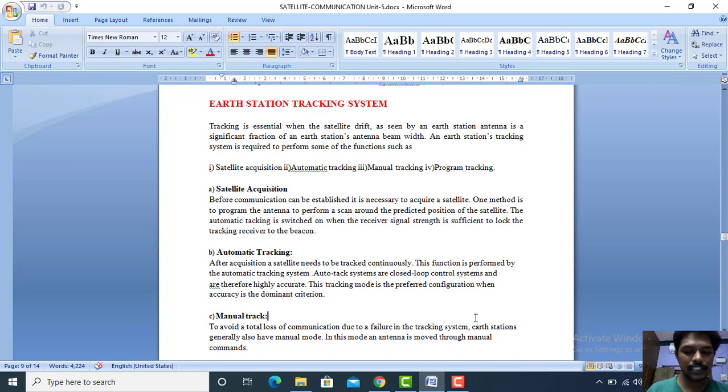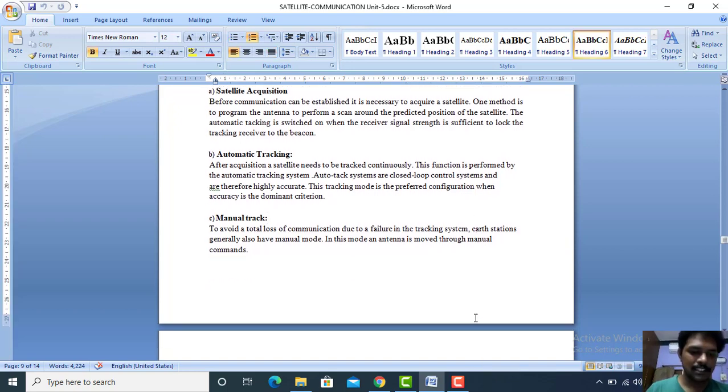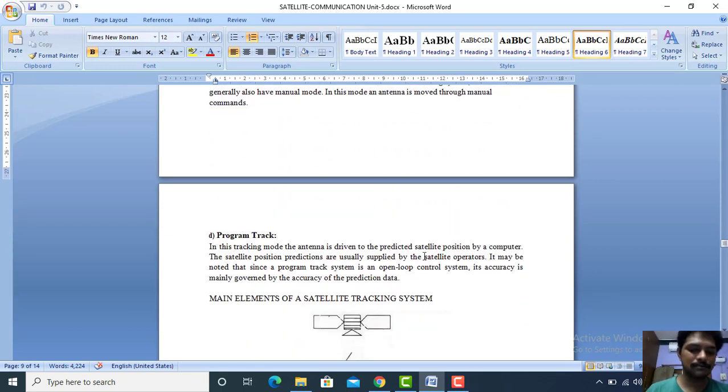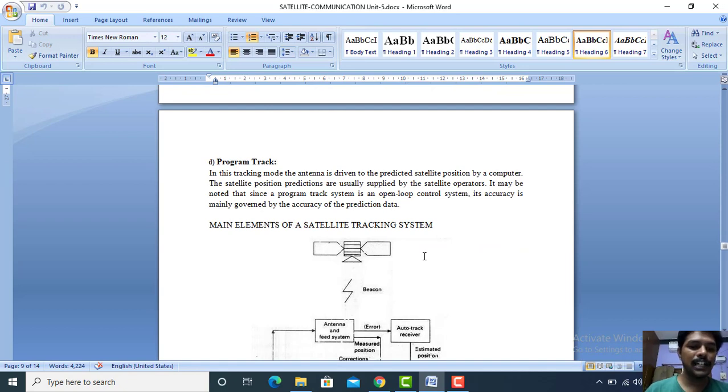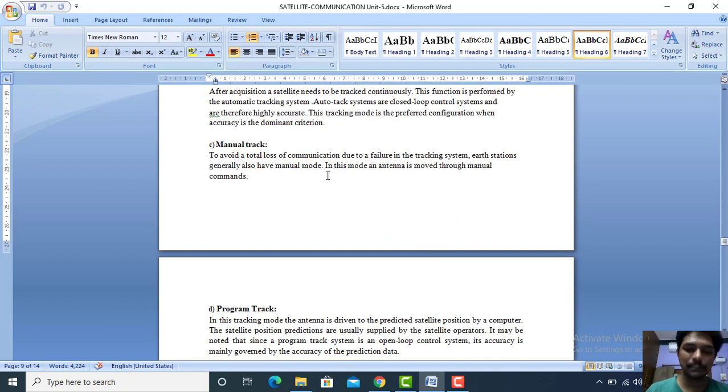When you go to the third one, that is manual tracking, it will avoid the total loss of communication due to failure. In order to avoid total loss of communication due to failure, the earth station generally has a manual mode. What this indicates is, we identify the nearest satellite, and we manually give the instruction to connect to that satellite and give the signals to the earth station. Do you understand? We are asking that in the manual track in that manner.